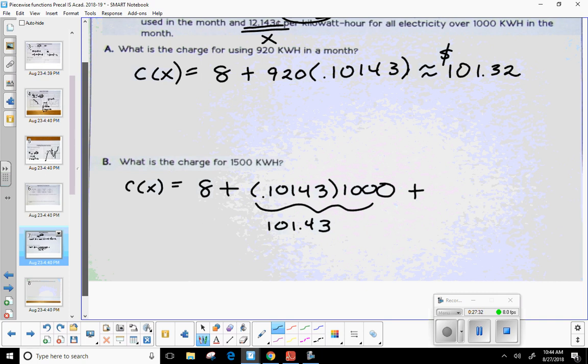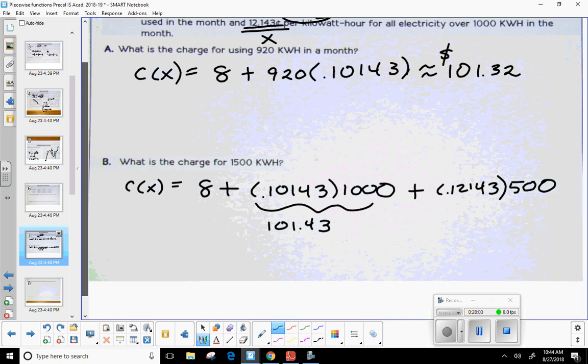See, we have to use that rate for the first 1,000. Now we want to use the second rate. What is it? I believe 0.12143. But how many hours do we have left to get to the 1,500? 500. We already used 1,000 at the original rate, and then we have the additional 500 at this slightly higher rate. Is everybody okay with that? Okay. So this is actually how you're going to create the function when we write the piecewise function. This is going to help you out with C.